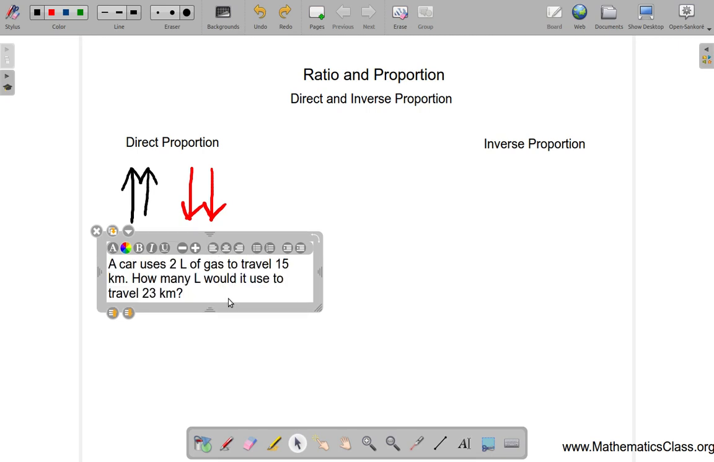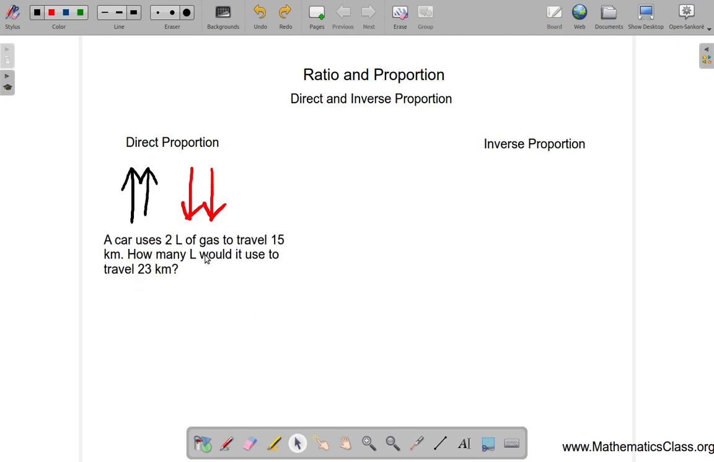Now, when you look at that situation, you can tell that it's going to be a direct proportion, because after all, the further any car travels, the more gasoline it will use. So let's do a little calculation with this. It could be a case where you say 2 liters for 15 kilometers. You don't know how many liters for the 23 kilometers, so you say X liters equal.